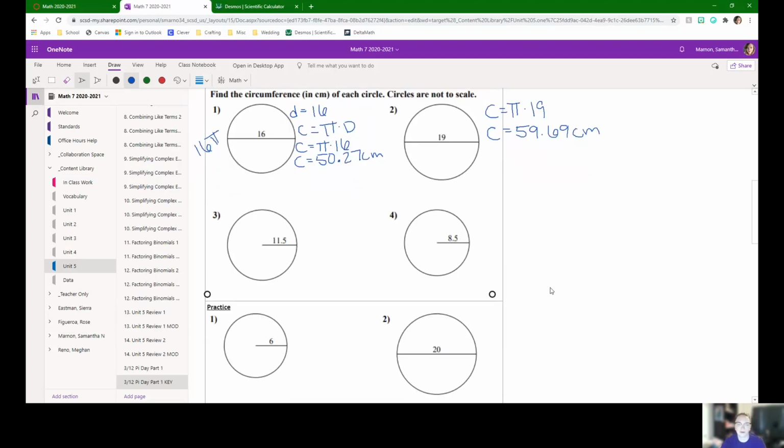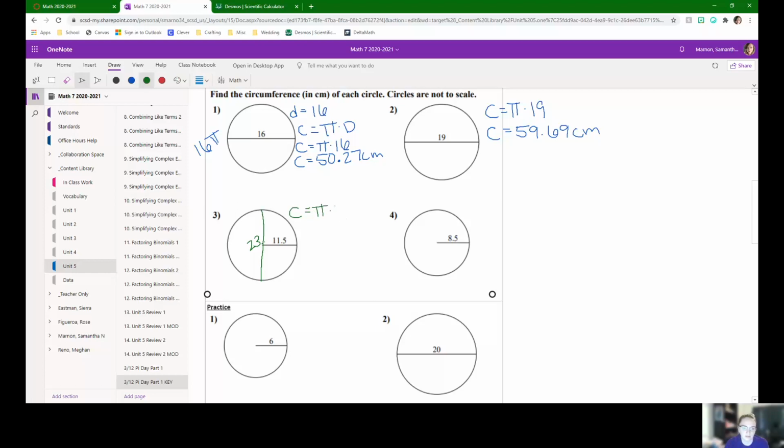Number 3 and number 4 are a little bit different. You can see instead of having the diameter, we have the radius. So the radius is 11.5. I want the diameter that goes all the way across. I'm going to do my best to do a straight line through the center. So if the radius is 11.5, the diameter is 11.5 times 2. This is 11.5 and this is 11.5. Altogether, our diameter on this circle is 23 centimeters. So now we can do circumference as normal, pi times diameter.